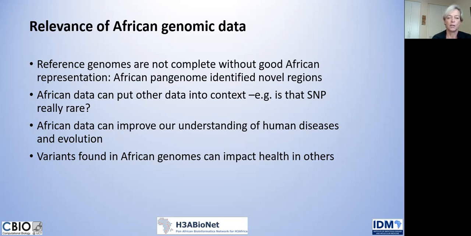The other thing about African data is that it can put data for European populations, for example, into context. Is a SNP really rare just because it's hardly been seen in other populations? It could in fact be very common in African populations. And African data can also improve our understanding of human diseases and evolution because this is the origin of populations. And the variants found in African genomes can help impact health in others.